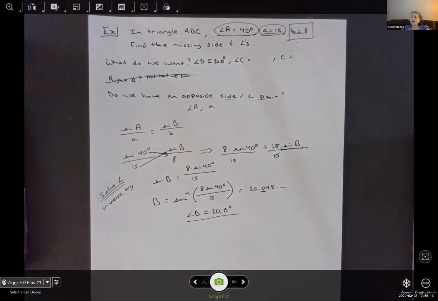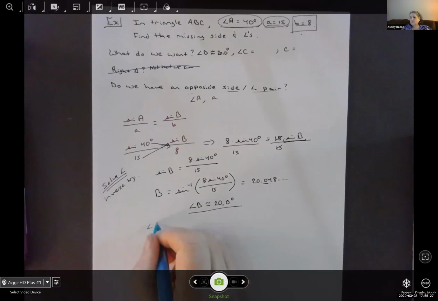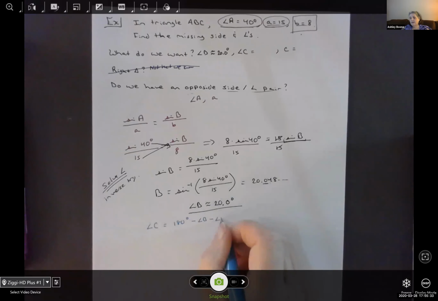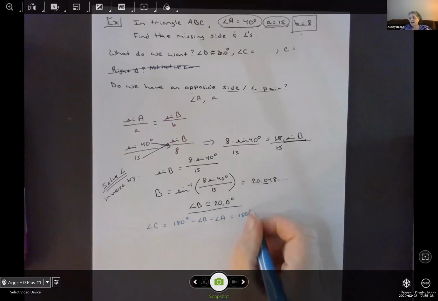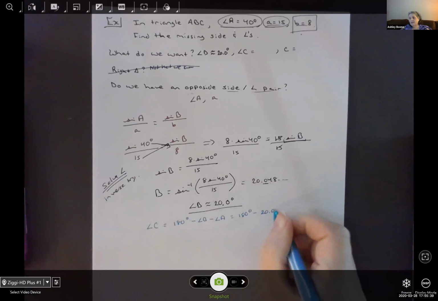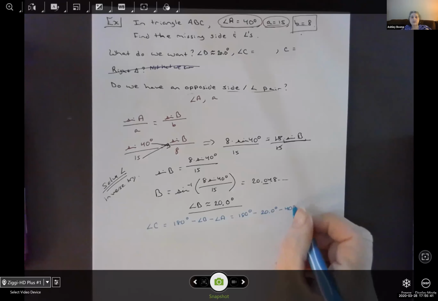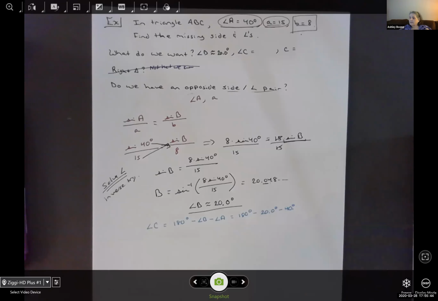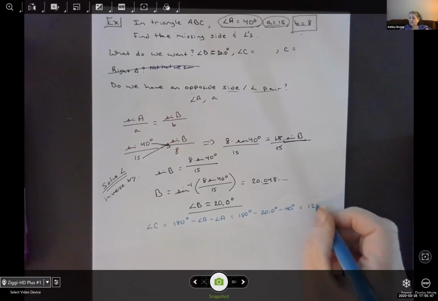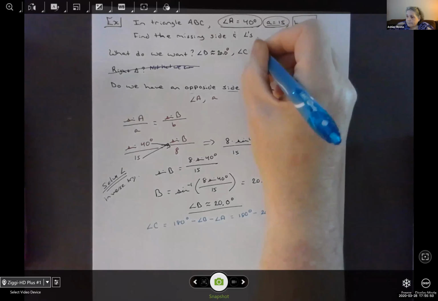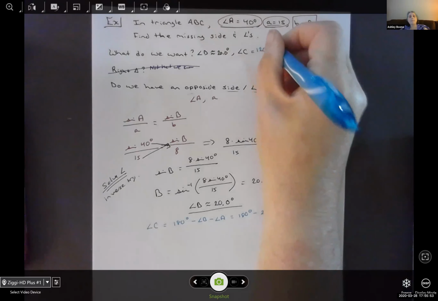So I have angle A, I know angle B. Anytime you know two angles, you can find the third angle, because what do we know about the three angles of a triangle? They always add up to 180 degrees. So that means that angle C is going to be 180 degrees minus the measure of angle B minus the measure of angle A. That's 180 degrees minus 20.0 degrees minus 40.0 degrees, or 40 degrees. And that is 120.0 degrees. So we know angle C. Okay, so we have that.